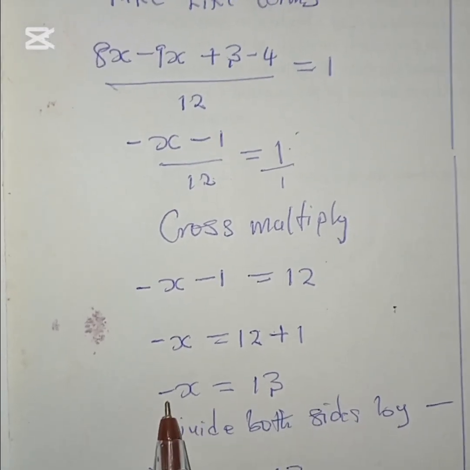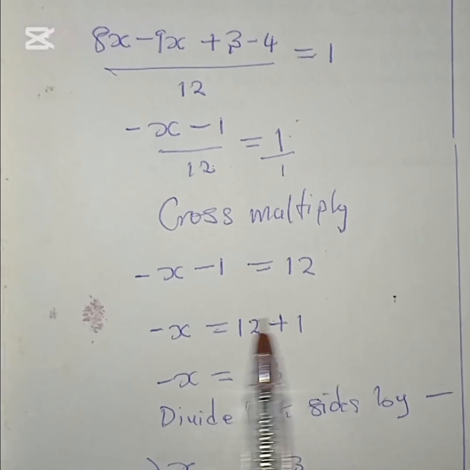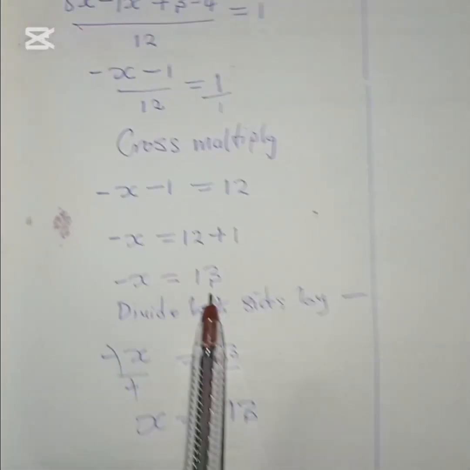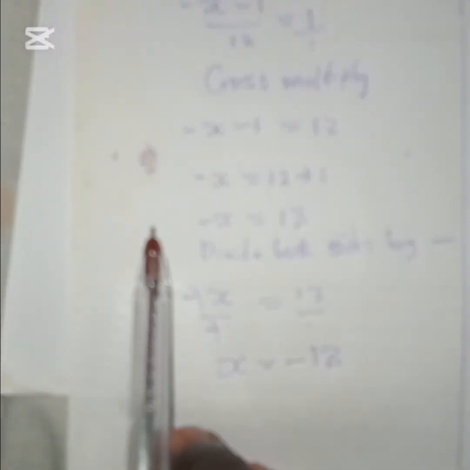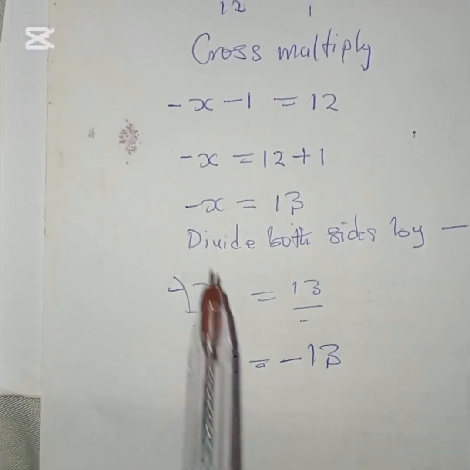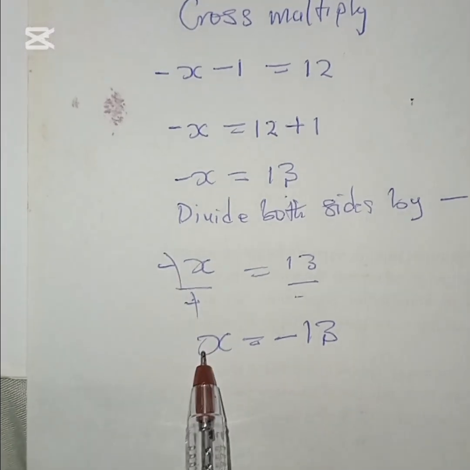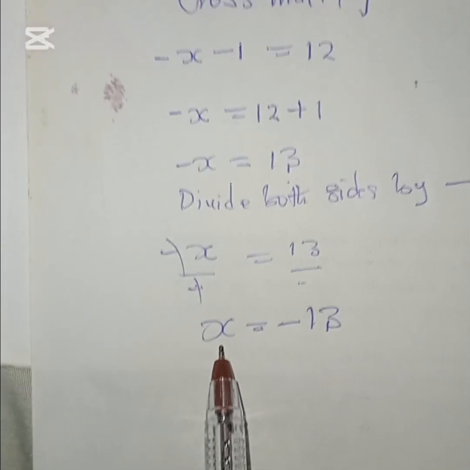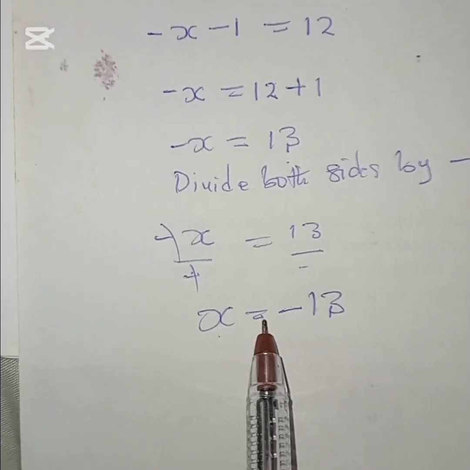So the next step, minus x is equals to 12 plus 1 gives you what? 13. Now divide both sides by what? Minus, since we are looking for just the value of x. So if you do that, minus will cancel minus and x will stand alone. So the value of x is now minus 13.